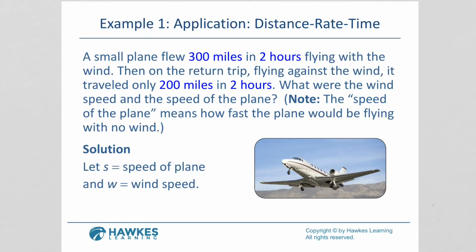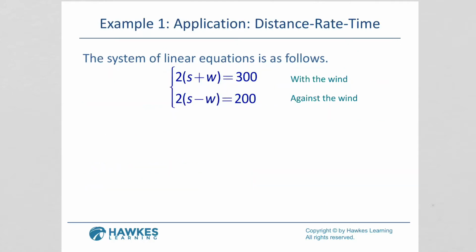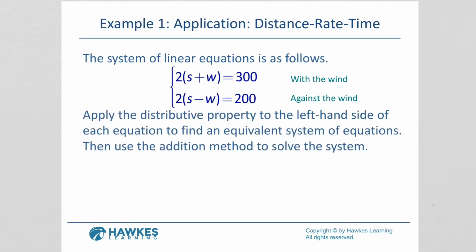If we go back, we did that because we knew that when it was flying with the wind, it went 300 miles, so that was our distance. When it was flying against the wind, it only went 200 miles. That's where this 300 and this 200 come in. Apply the distributive property to the left-hand side of each equation to find an equivalent system of equations, then use the addition method to solve the system.